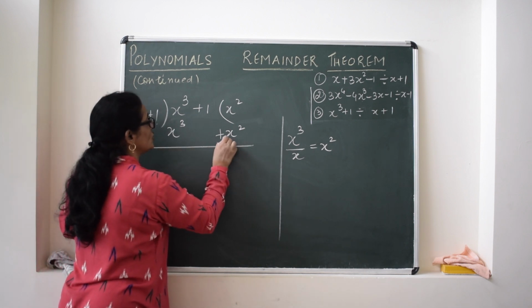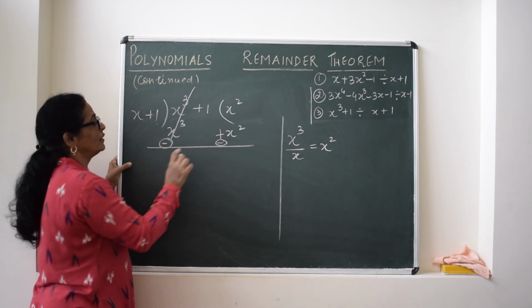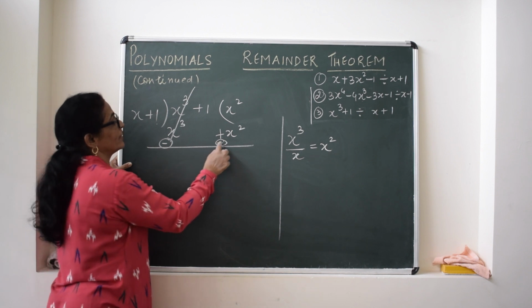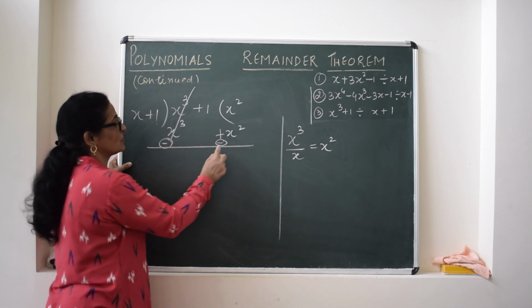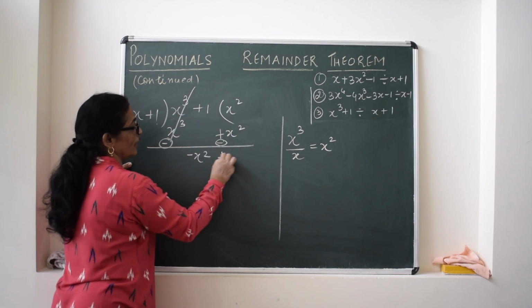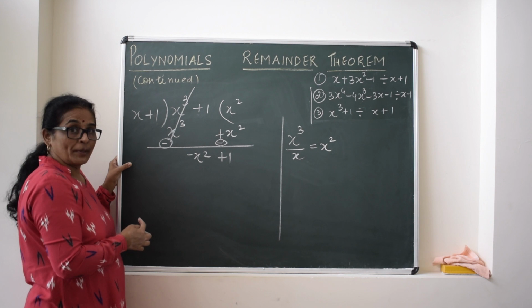Now draw the line, change the signs. The first term will always be cancelled. Now when we write the left out terms, we will write the maximum power term first. So here this will be minus x square and this will come as it is. So the new dividend becomes minus x square plus 1.